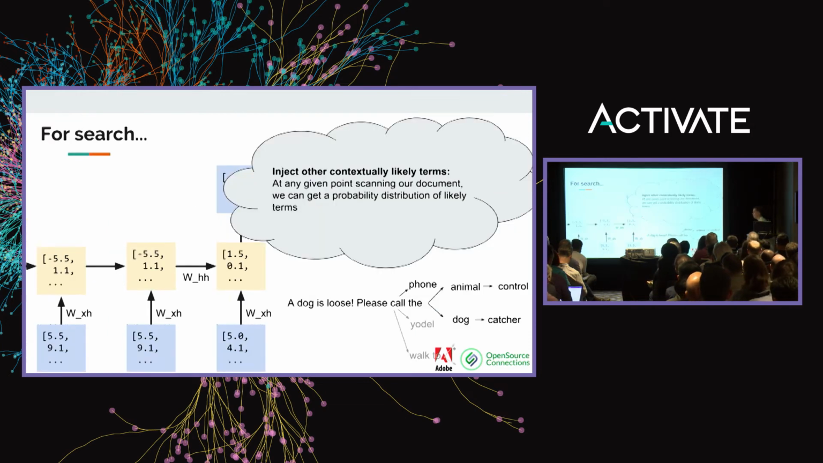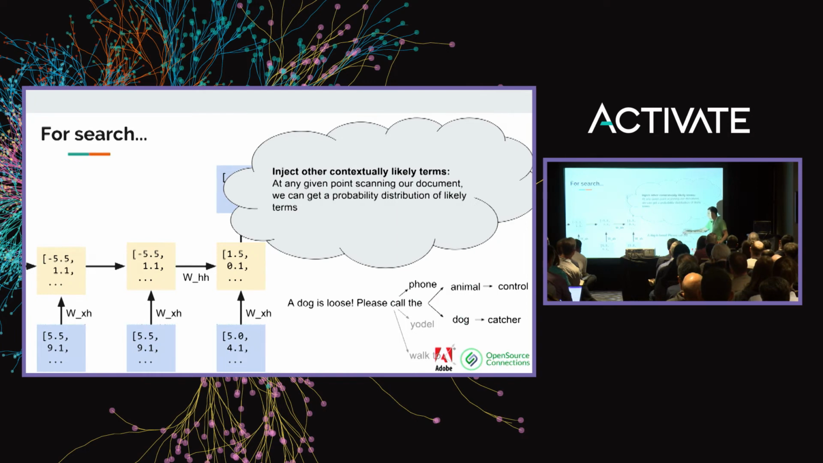And one application for this, of course, of a language model, I don't know how many people are familiar with the idea that the analysis chain is a graph. And I think that really boils down to the fact that language models are often also a graph. Because if we have "a dog is loose, please," then we can use a language model to predict the probability of the next term using all of this context up to here. Please phone, walk, to, and each of these becomes a branch. Please yodel, please call the animal control dog catcher.